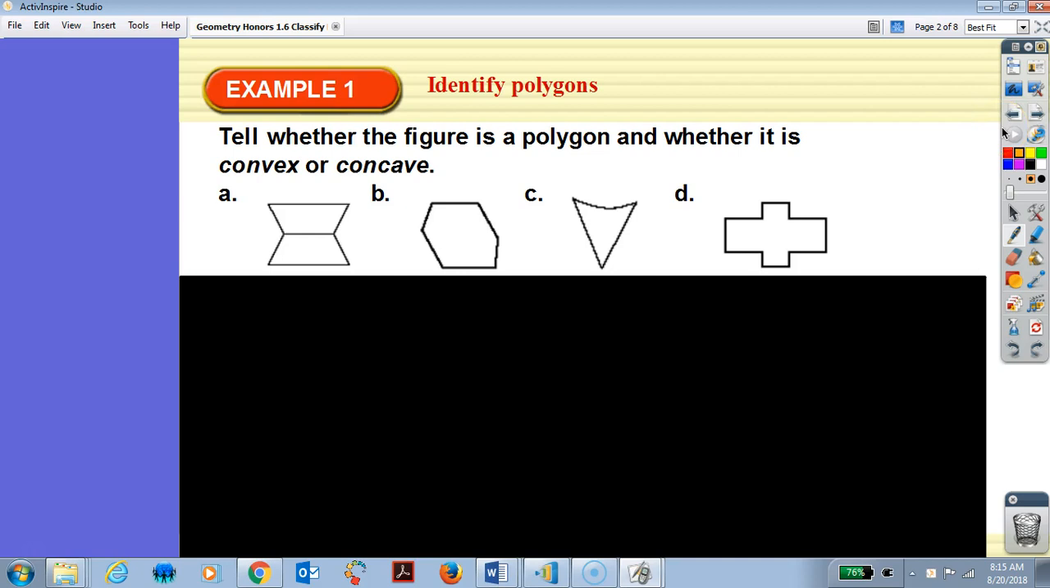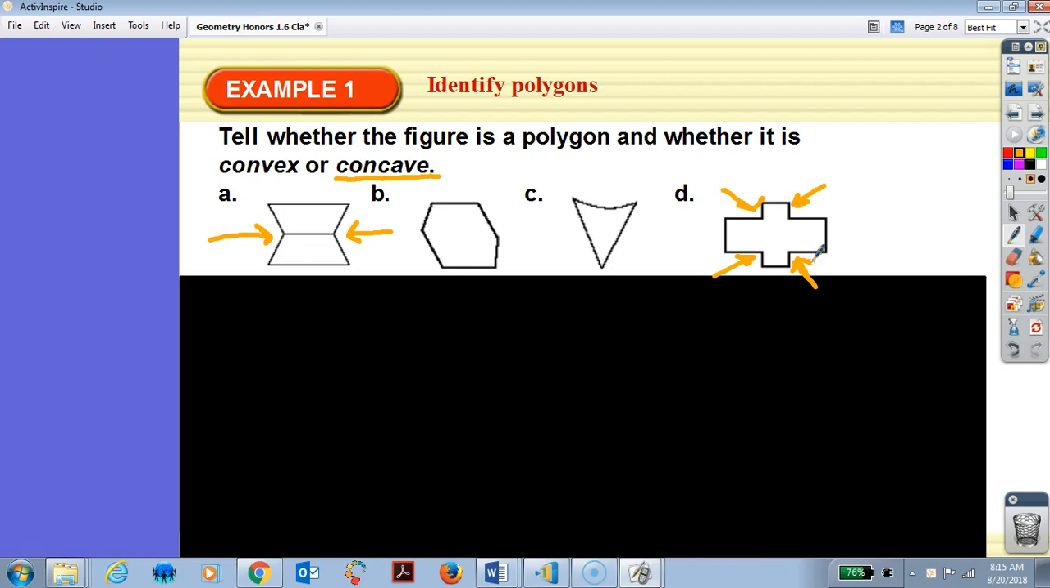Tell whether the figure is a polygon and whether it is convex or concave. All right, so how I memorize this is concave has the word cave in it, like it's caving in. So on this 1A, do you guys see how it's caving in here and here? Do you see that? How it's like caving in? Where here, everything's pushing outward. There's nowhere that you could say, oh, it's caving in. Here, we're caving in here, here, here, and here. Do you guys kind of see that? Do you see what I'm talking about?